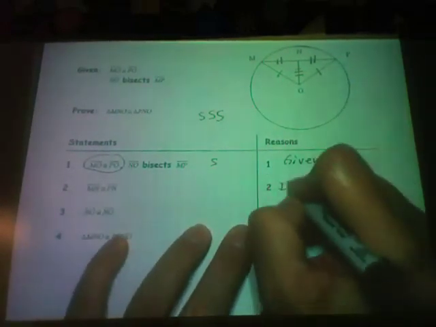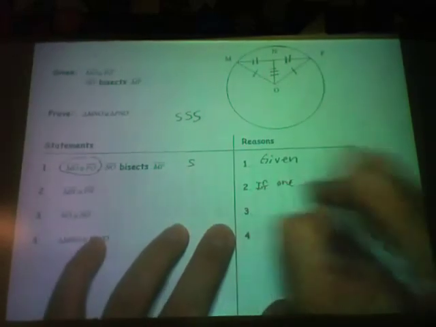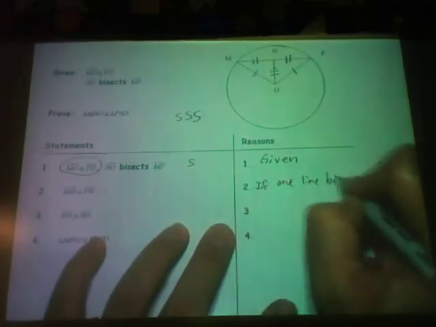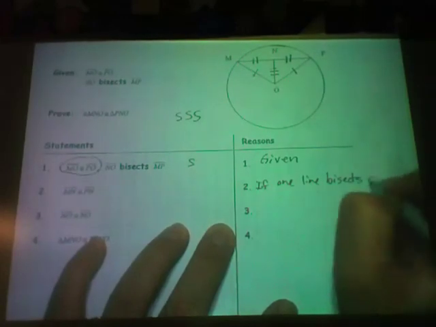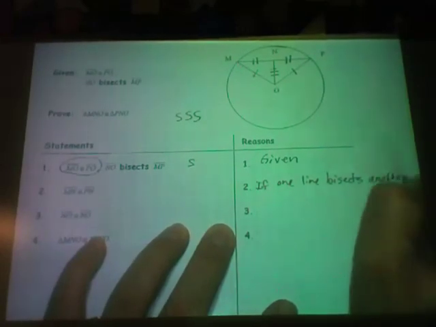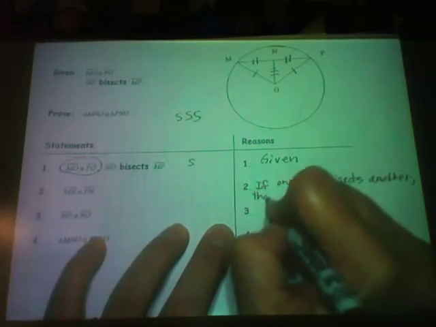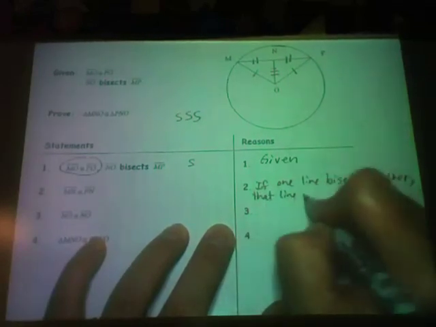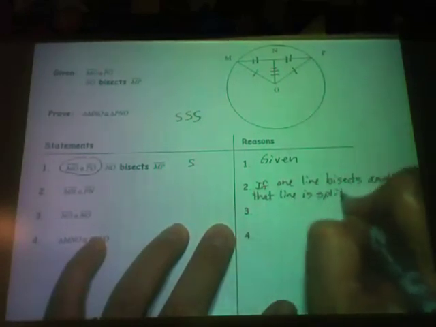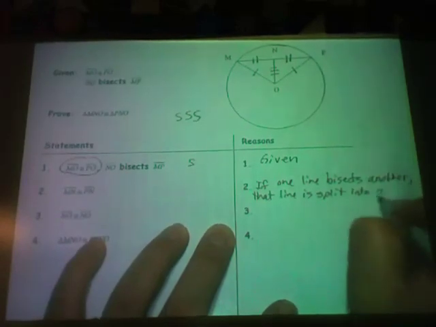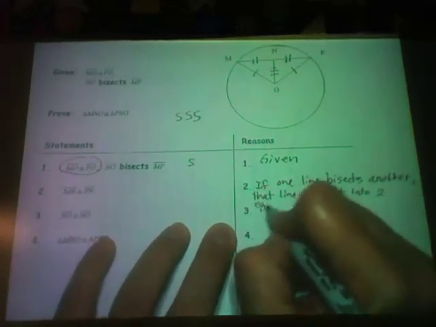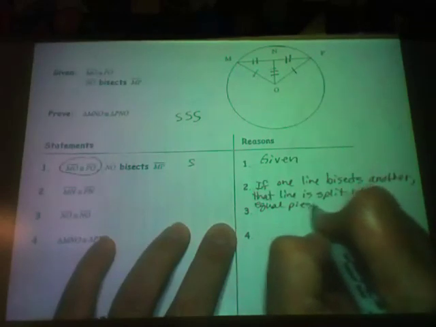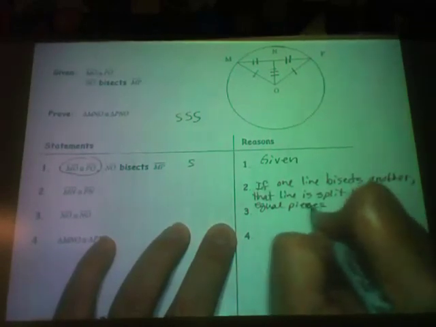If one line bisects another, that line is split into two equal pieces. Oops, pieces. Yeah, you can put that.